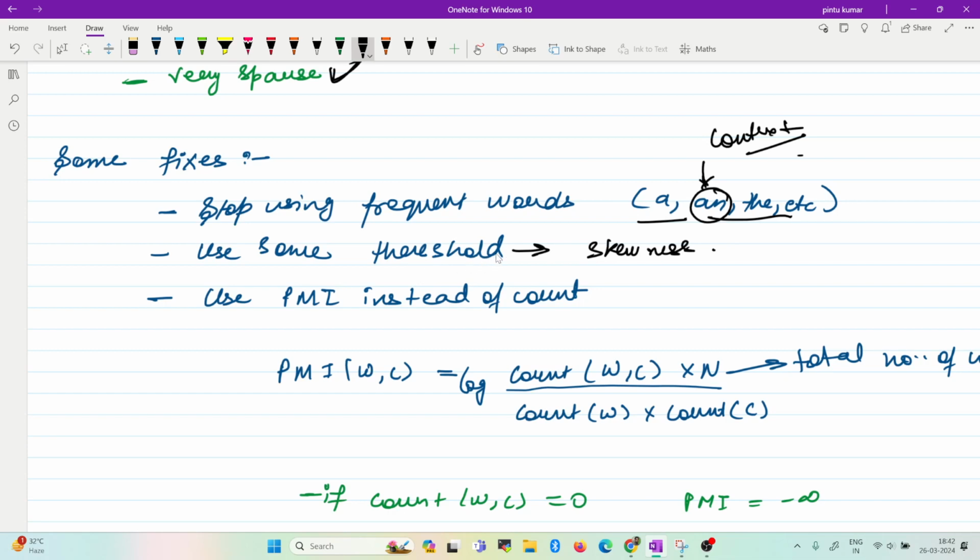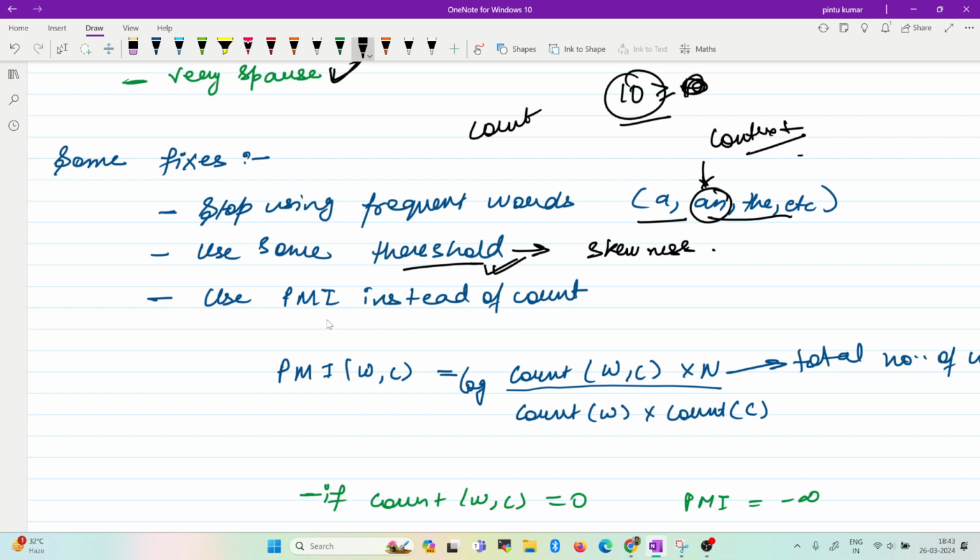So what you can do is you can threshold your count. Let's say you threshold your count to 10. Even if you are getting a count greater than or equal to 10, you will still write the count as 10. So this is another fix that you can use.